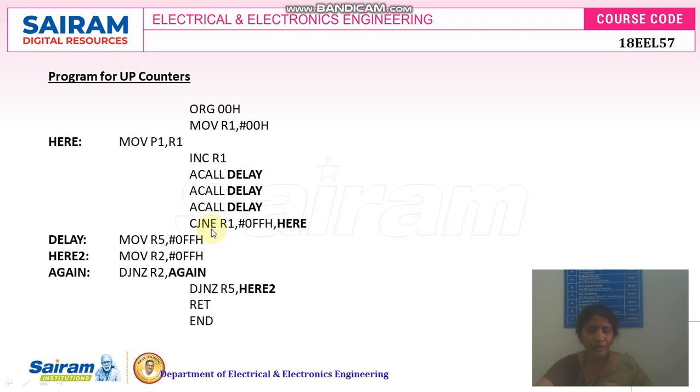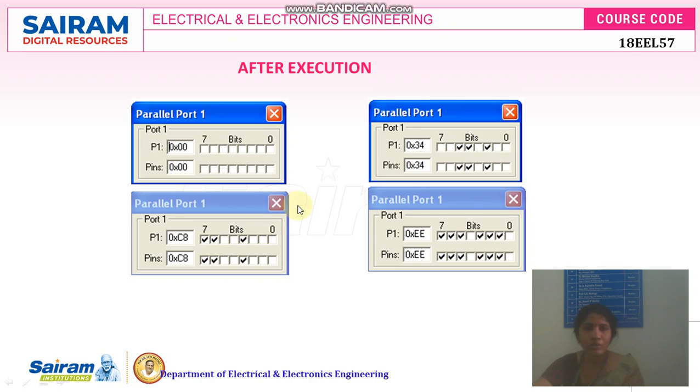And your program needs to start from 00 and count till FF. When it reaches FF, your program should again start from 00. So you are going to give a continuous loop. This is the before, this is after executing. After executing, you can see here it starts with 00 and ends with FF. Slowly the values are increased, and a screenshot of the same has been pasted over here.